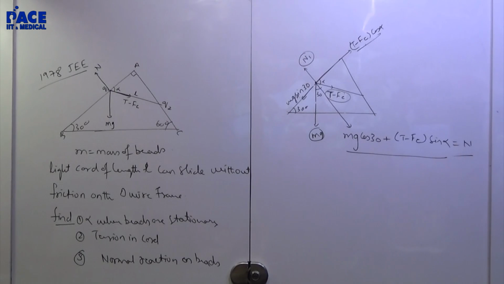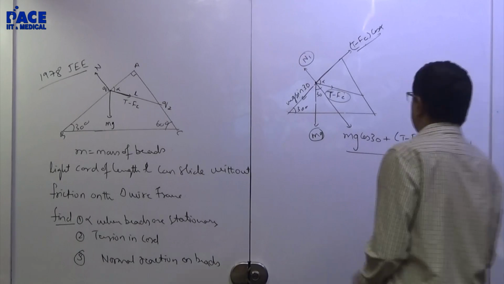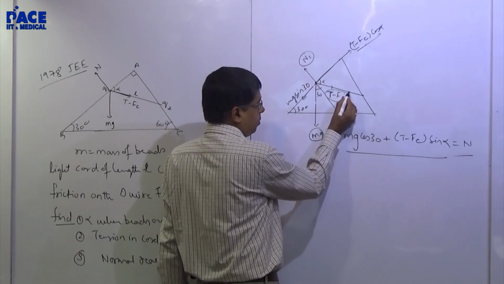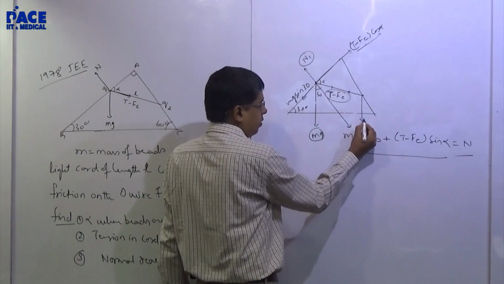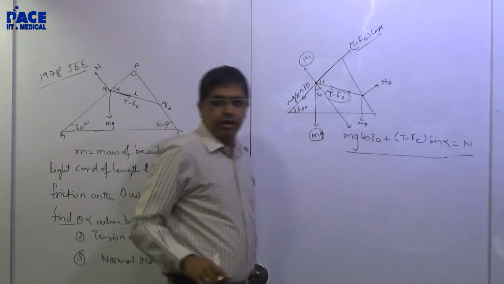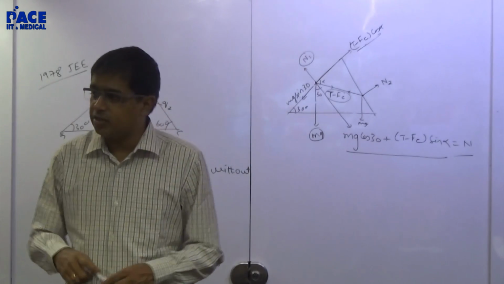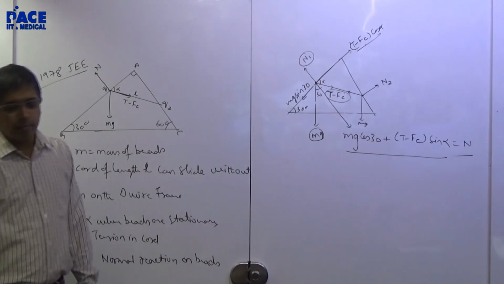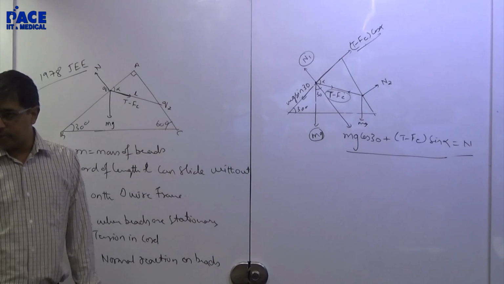Obviously you know what is to be done on the other side for this. The same logic. T minus Fe will be this way. Mg will be like this. This will be N2. Now he will ask you for the N2 of the other one also, normal reaction for both the beads. The same logic. Forces up the inclined plane should be equal to forces down the inclined plane.